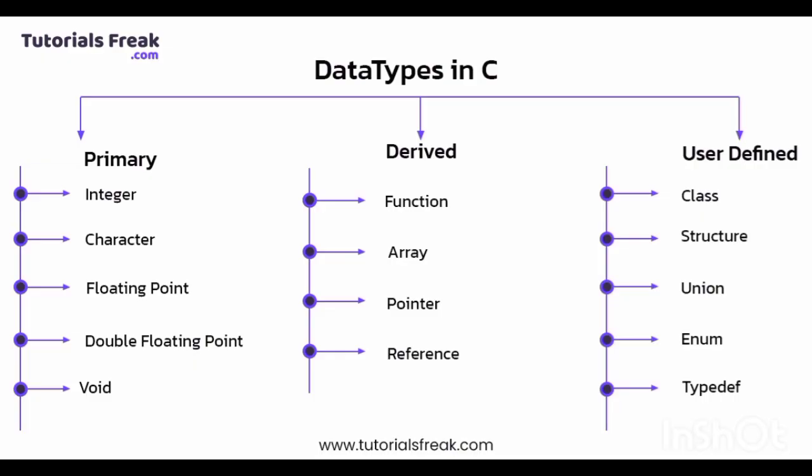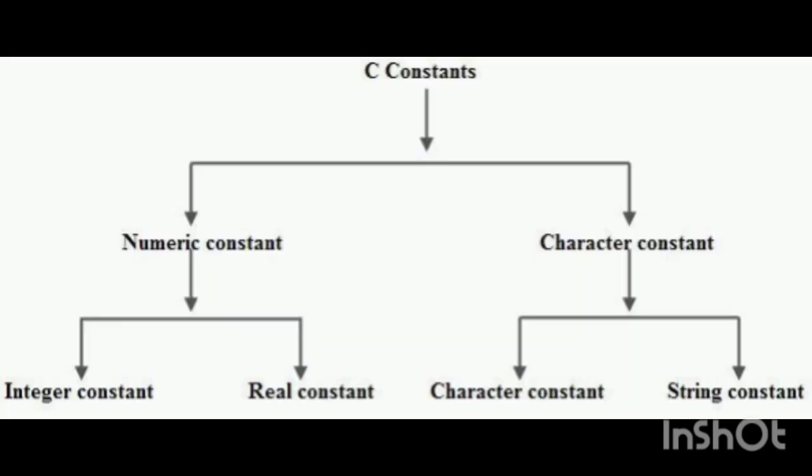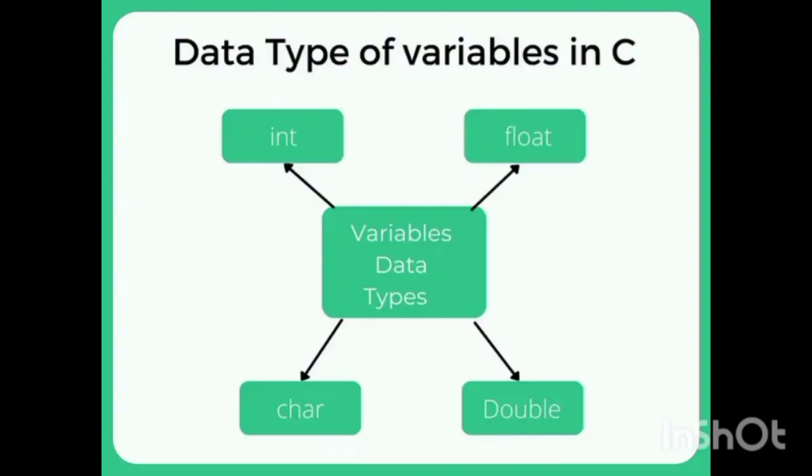Now we are going to see about data types in C. There are 3 types of data types in C: primary, derived and user-defined. Constants in C. There are 2 types of constants in C: numeric constant and character constant. Data types of variables in C. There are 4 types of data types of variables in C: integer, float, character and double.